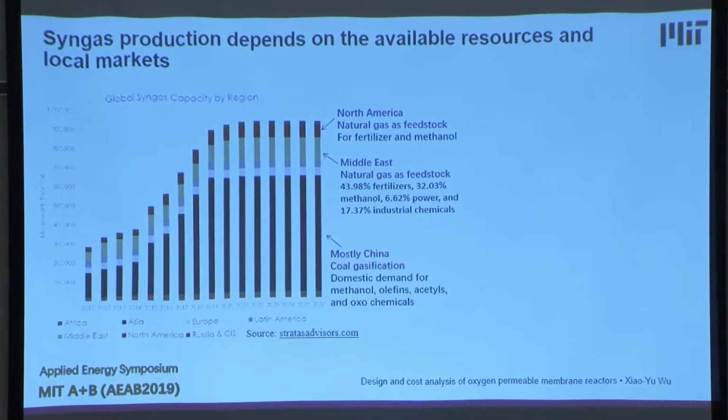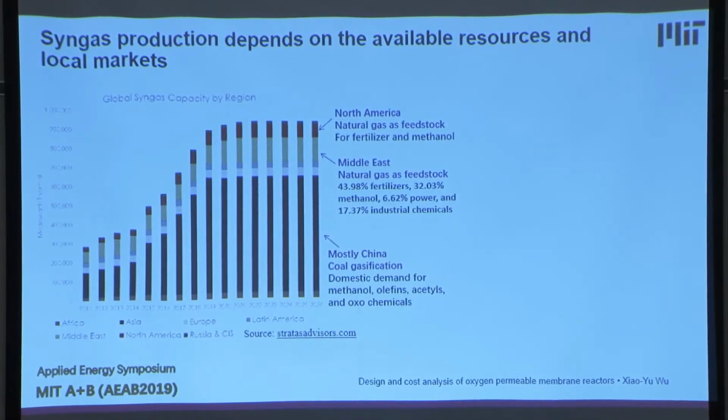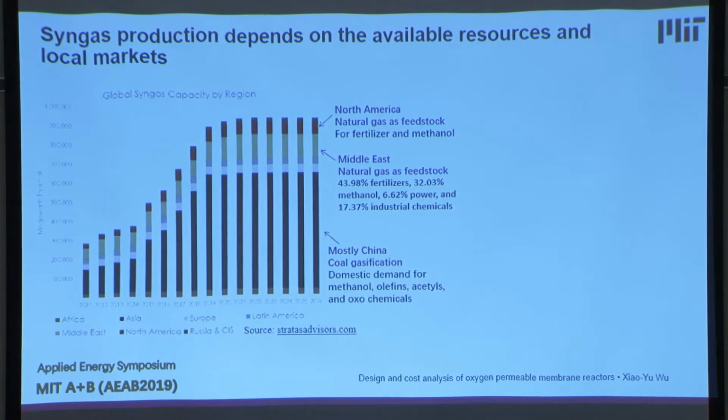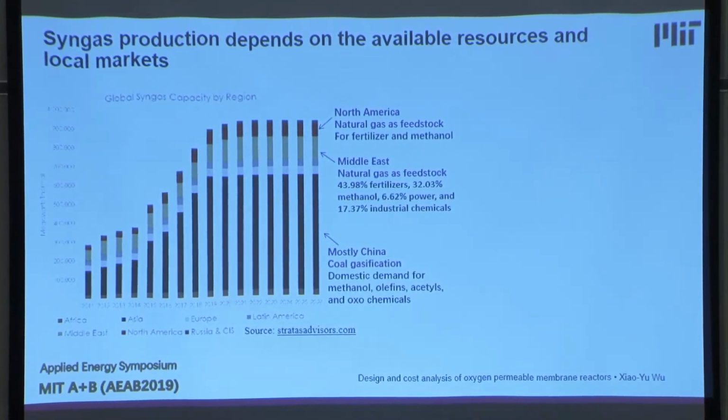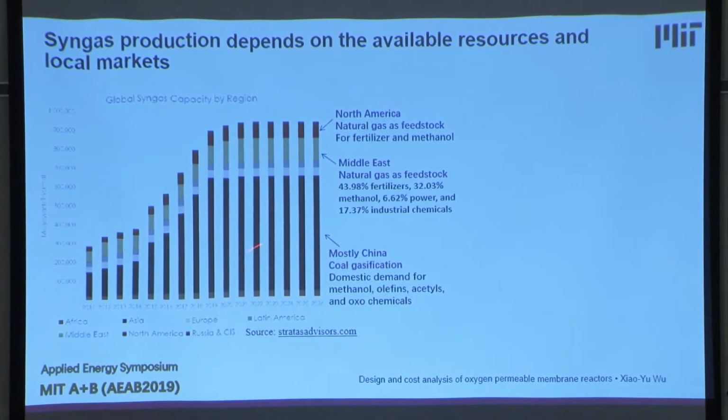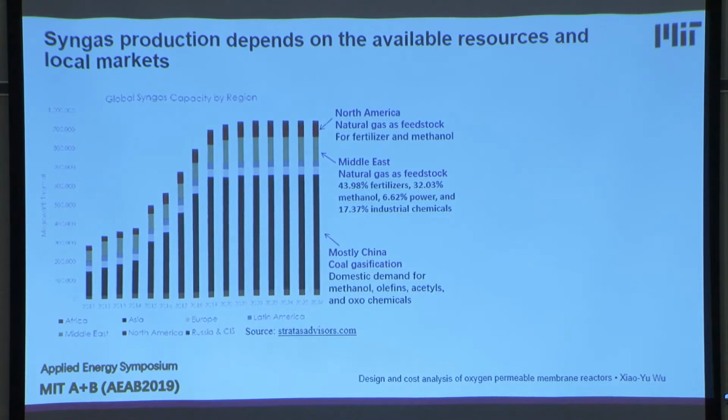So first of all, let's talk about syngas. Syngas is a mixture of CO and hydrogen, and syngas production actually depends a lot on the resources as well as the local markets. This is a prediction of the global syngas production, and you can see that the most growth recently is due to China, which usually uses coal gasification, and the demand for syngas is mainly for methanol production, olefins, as well as fertilizers, which is ammonia and urea.